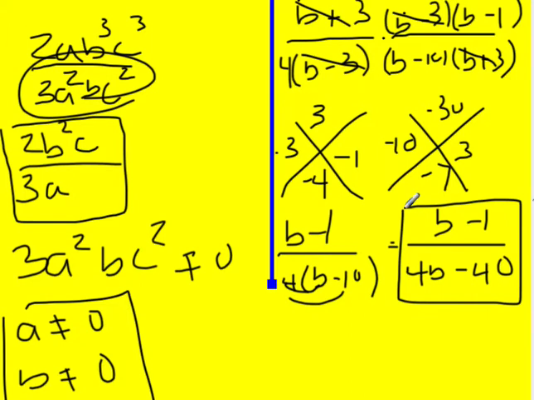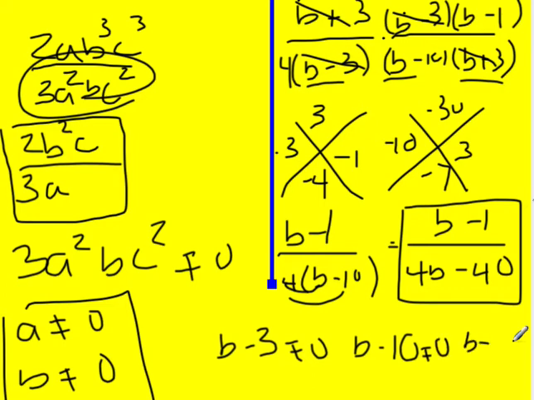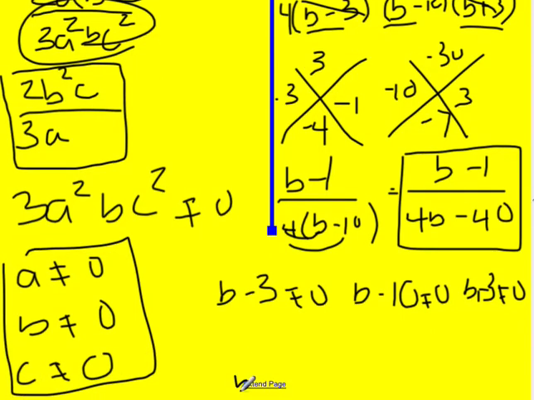Now, to get our excluded values, we need to know that each of those factors cannot be equal to 0. So b minus 3 cannot be equal to 0, b minus 10 cannot be equal to 0, and b plus 3 cannot be equal to 0. Okay, so we want to, again, take our factors before we cross them off. That's when we find our excluded values. So b is not equal to 3, b is not equal to 10, and b is not equal to negative 3.